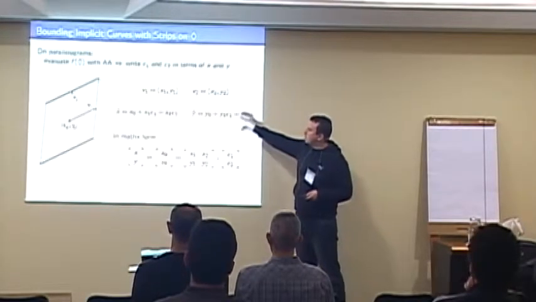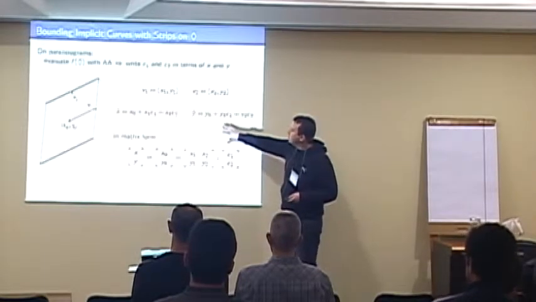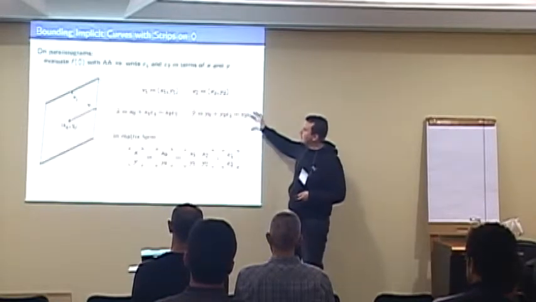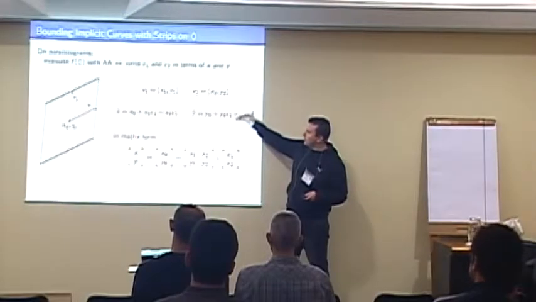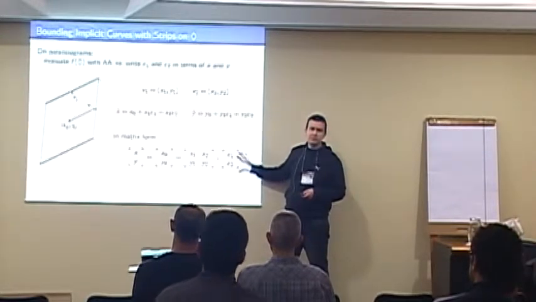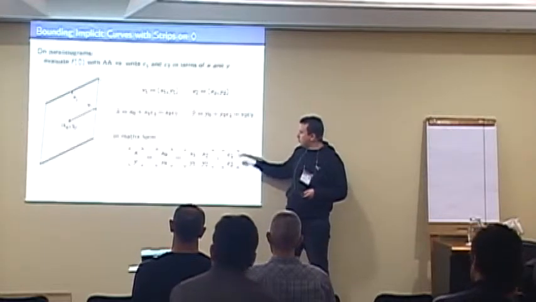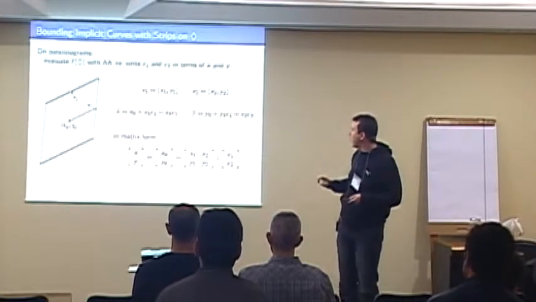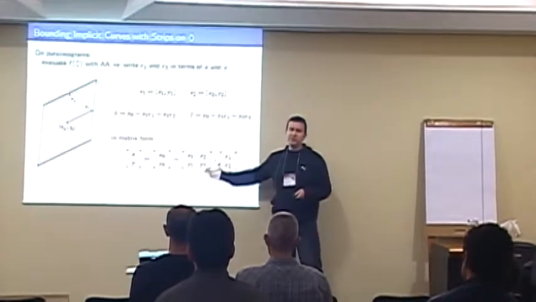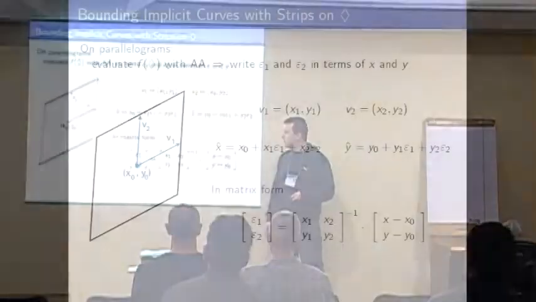Now we can note that these quantities are dependent because they share the same symbols here, okay? Moreover, you can write these equations in a matrix form. So to write epsilon 1 and epsilon 2 in terms of x and y, you need to compute the inverse of this matrix, okay?